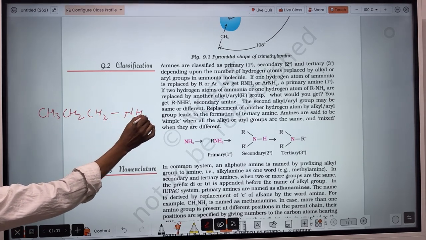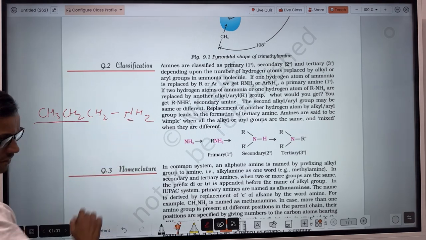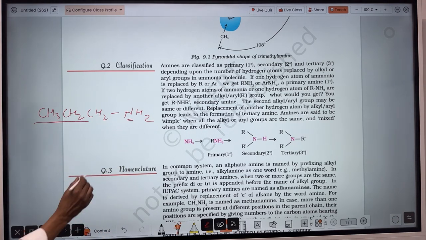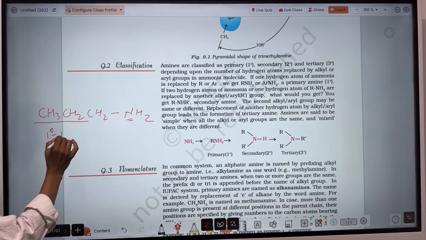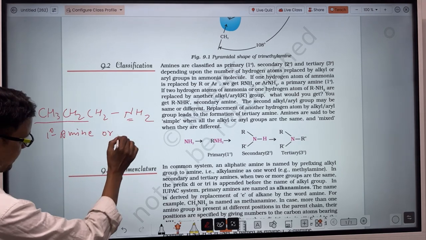In this compound, only one alkyl group is bonded to the nitrogen. So that's why this amine is called 1-degree amine or primary amine.